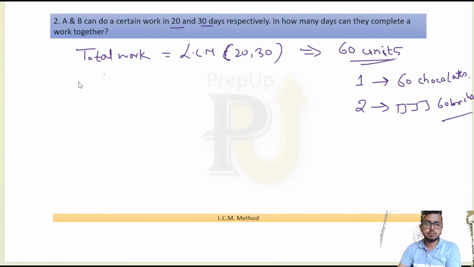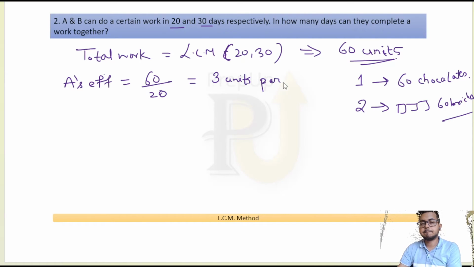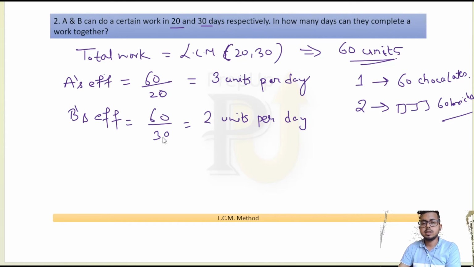How would we solve this? We have seen that we have to add the efficiencies. So first let us find A's efficiency. How much would be A's efficiency? Total work 60, and he had done the total work in 20 days. Now this is 3 units of work he does per day. In one day he does 3 units of work. Now B's efficiency would be 60 upon 30. Per day of work would be 2 units per day. B does 2 units of work in one day.